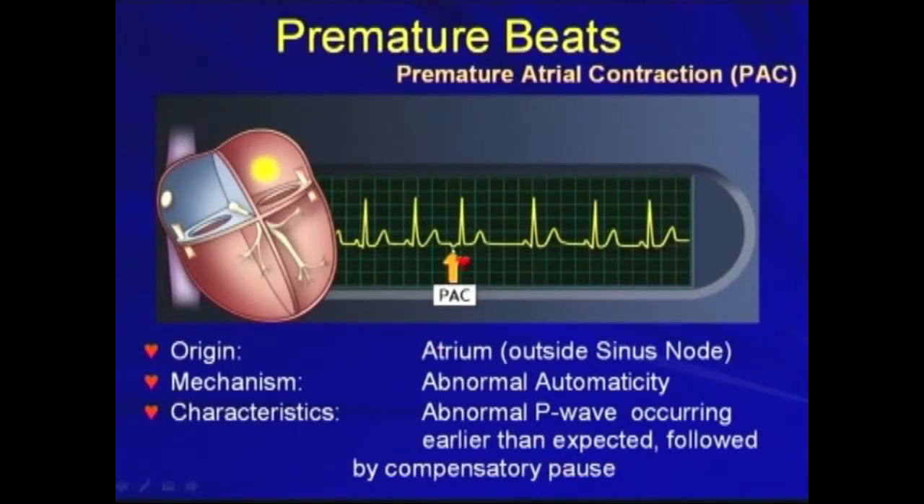If you see here, this is the P wave. It's definitely come earlier than expected sinus P wave. So this is a normal PP interval, and this come earlier than expected sinus P, and the morphology of the P wave actually is different from the sinus P wave.